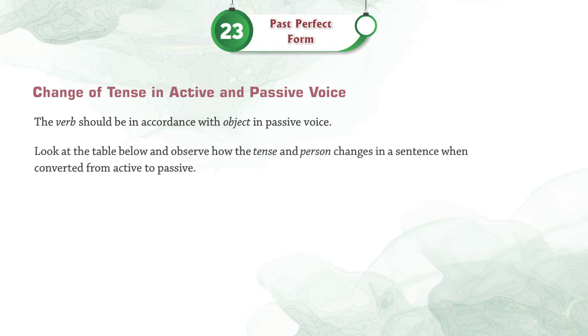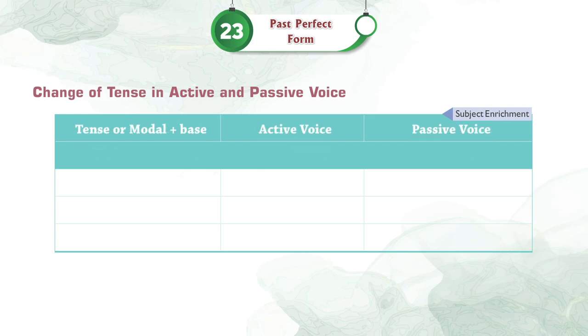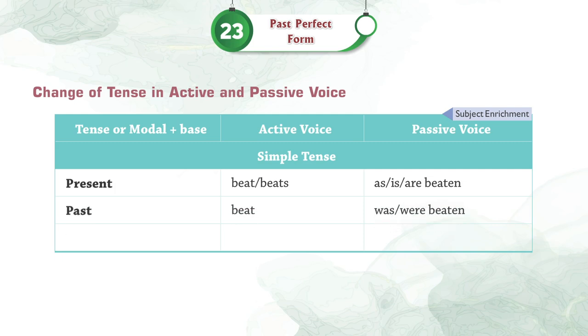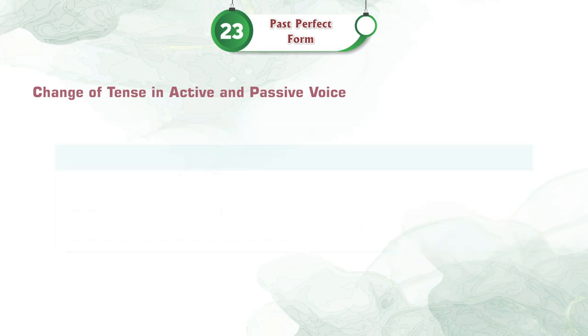Look at the table below and observe how the tense and person changes in a sentence when converted from active to passive. Tense or modal plus base, active voice, passive voice. Simple tense. Present, active voice, beat or beats; passive voice, is, am, are beaten. Past, beat, was or were beaten. Future, shall or will beat, shall or will be beaten.